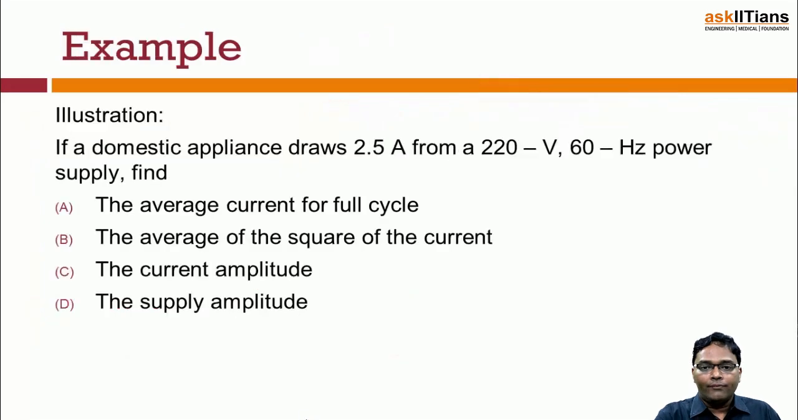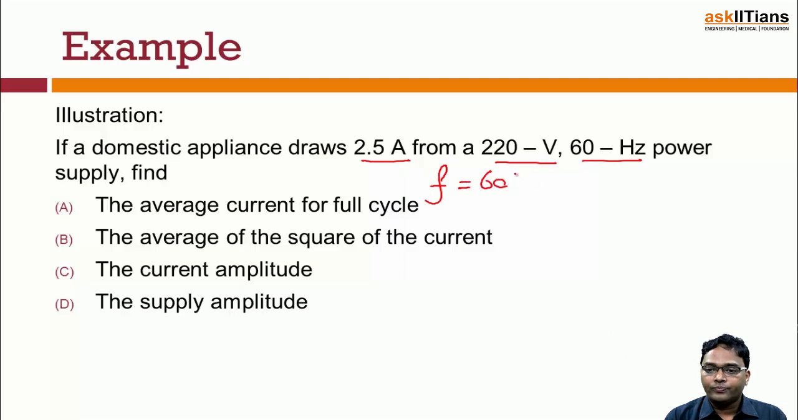Okay, fine. Let's do an example based on this. It says, if a domestic appliance draws 2.5 amperes from a 220 volts 60 hertz supply, the frequency here is equal to 60. The peak value of voltage is equal to 220 volts, right? The current I naught is equal to 2.5 amperes.